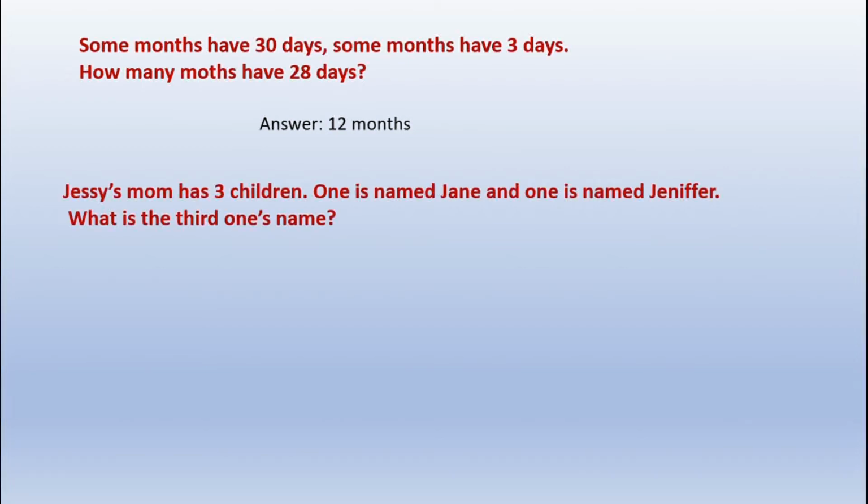Next question. Jesse's mom has 3 children. One is named Jane and one is named Jennifer. What is the third one's name? So we talk about Jesse's mom, no? So in this sentence we talk about Jane, Jennifer and Jesse's mom. So the remaining child should be Jesse. It's a very tricky question.